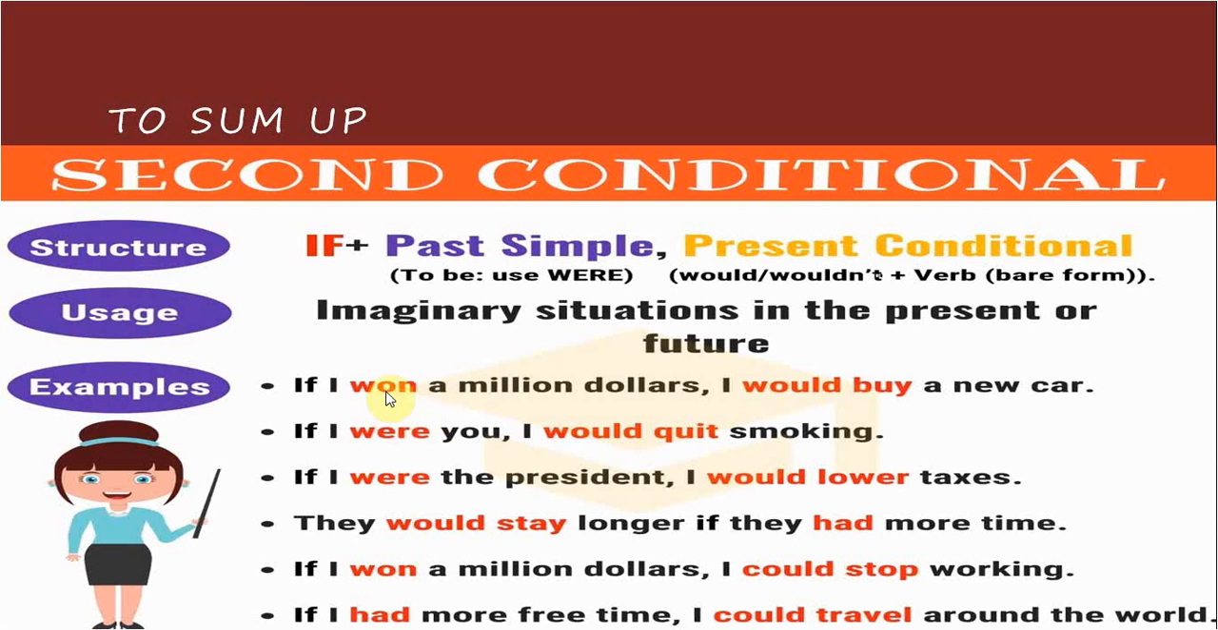To sum up everything, second conditional sentences, we have structure if plus past simple and would or wouldn't plus the bare infinitive form. In past simple tense, we can use were with I, he, she, it in informal language. Imaginary situations in the present or future, we use it for imaginary situations in present or future.